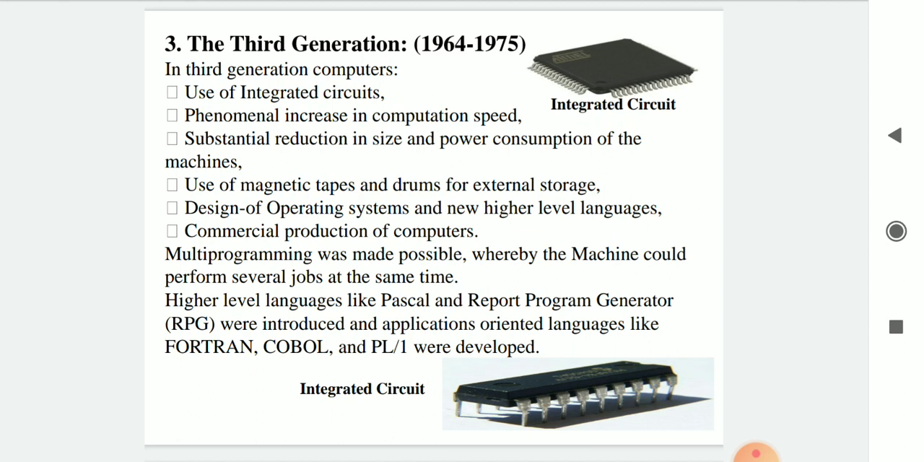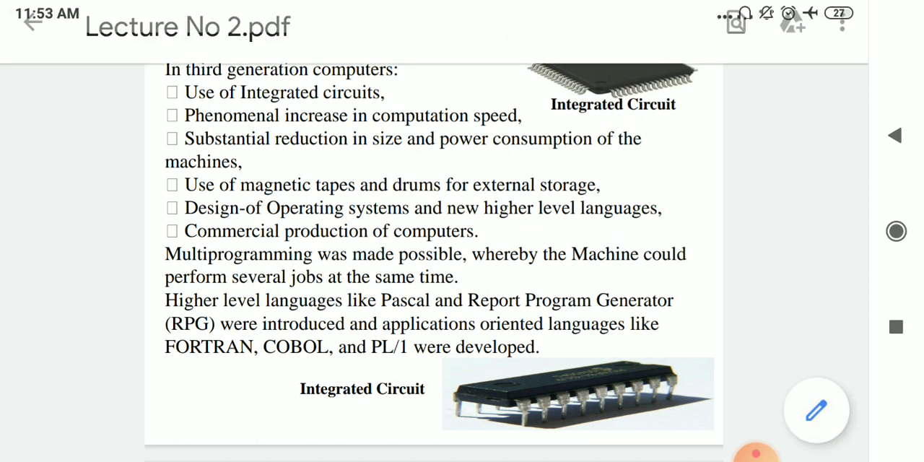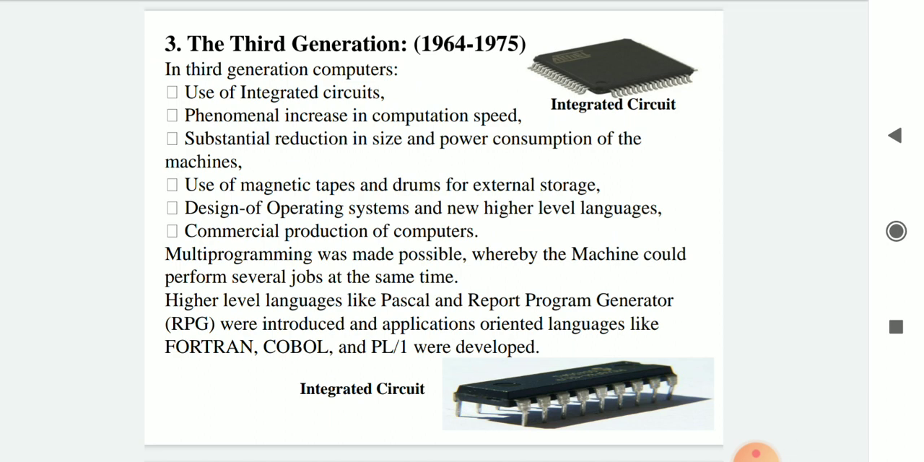The complete emphasis was given to the development of the software in this generation. So, the operating system was designed which allows the machine to run many different programs at once. So, multitasking, or multi-programming, came in the picture in the third generation. The machine could perform several jobs at the same time. Computers achieved speeds of millions of instructions per second. Now the computer can execute millions of instructions per second.